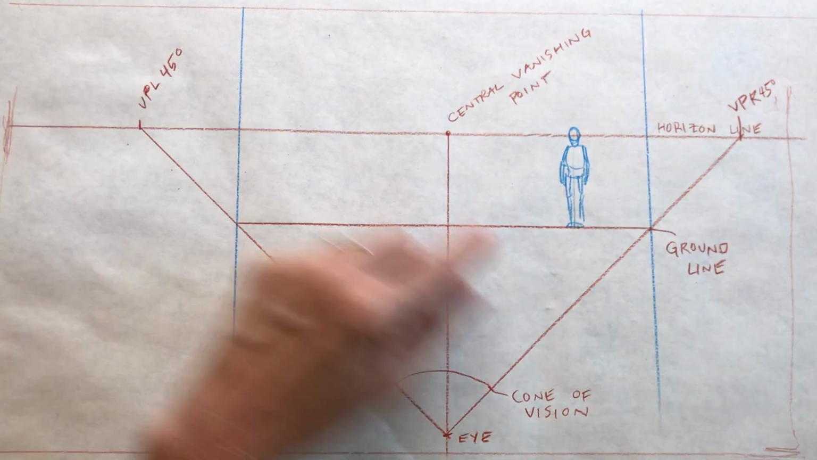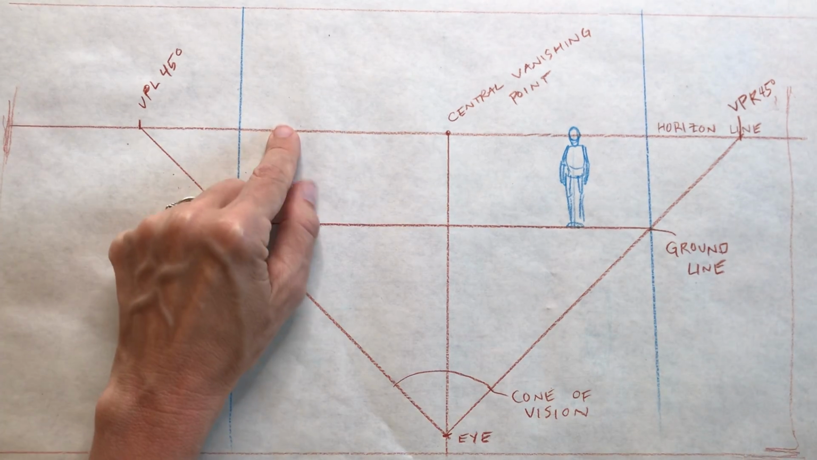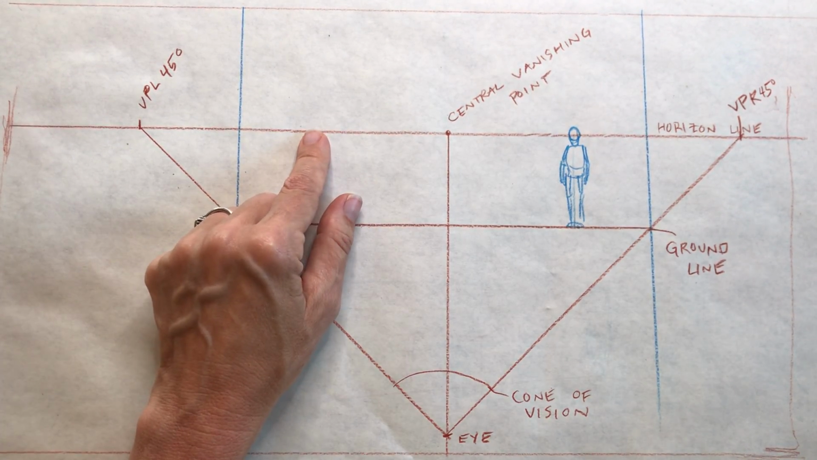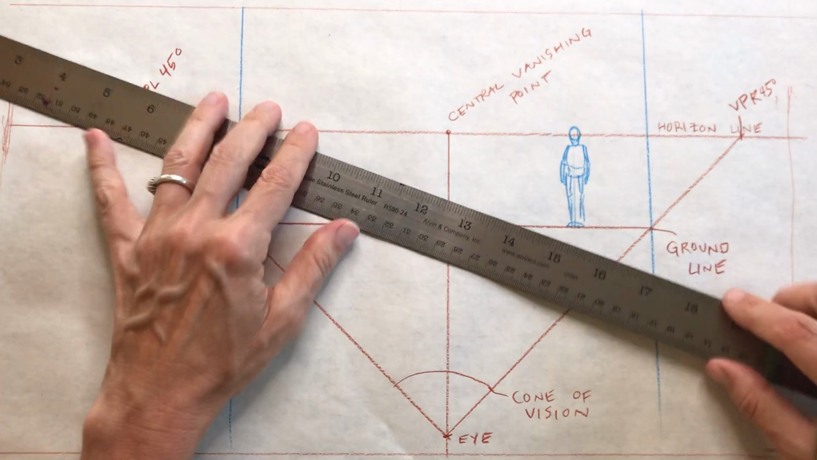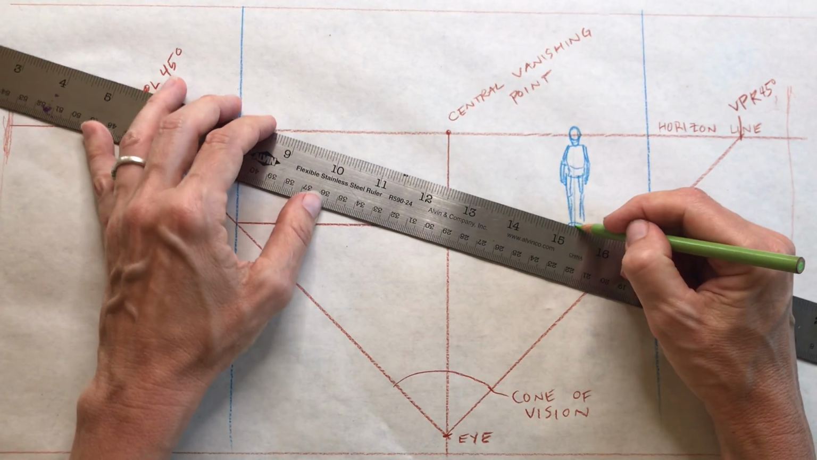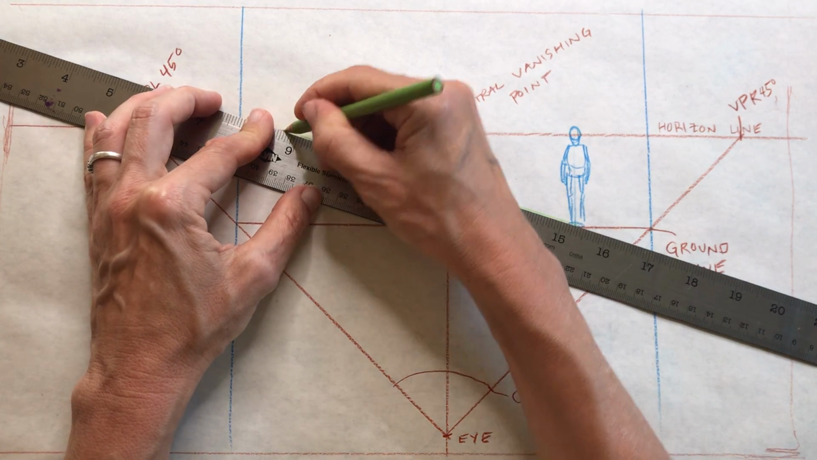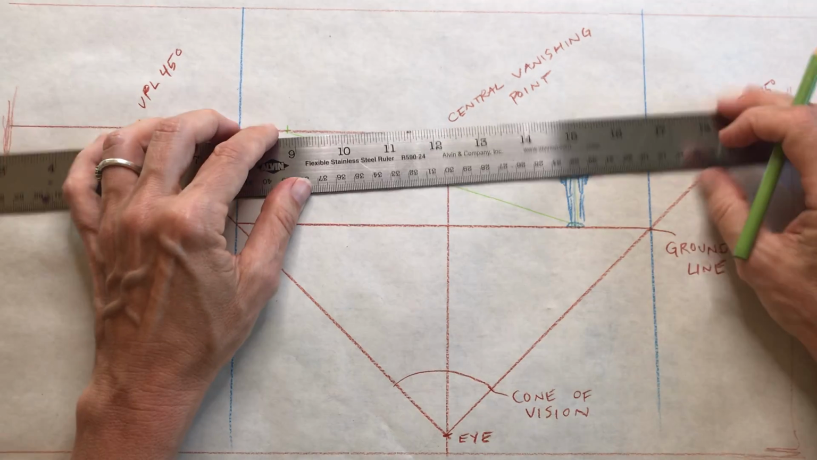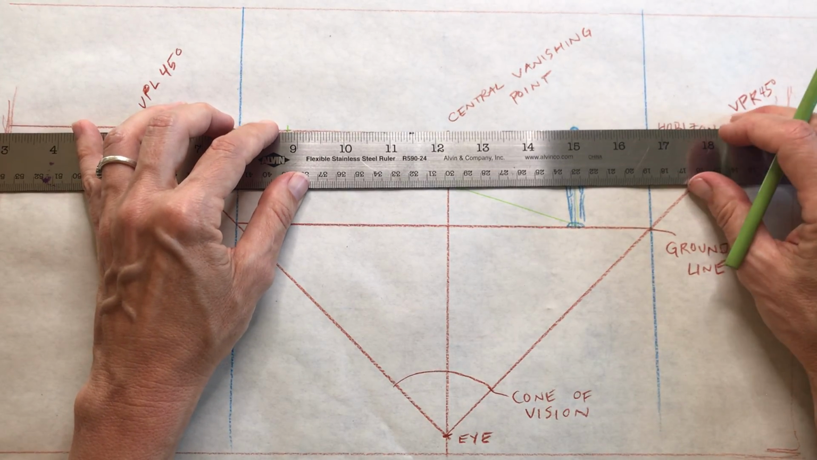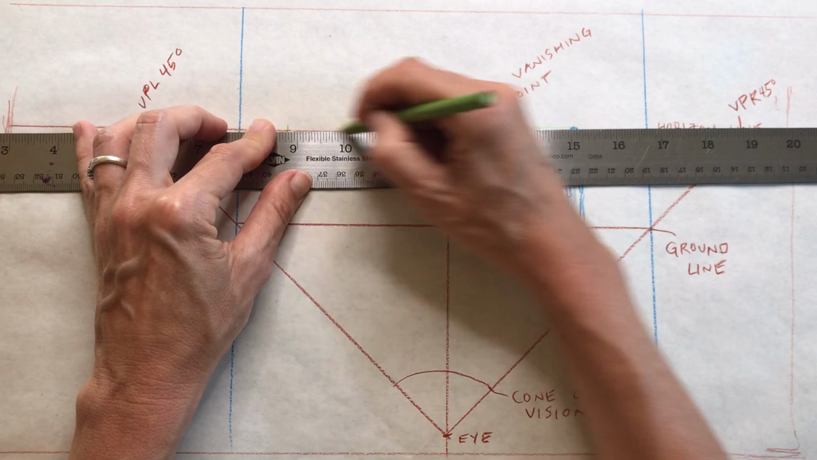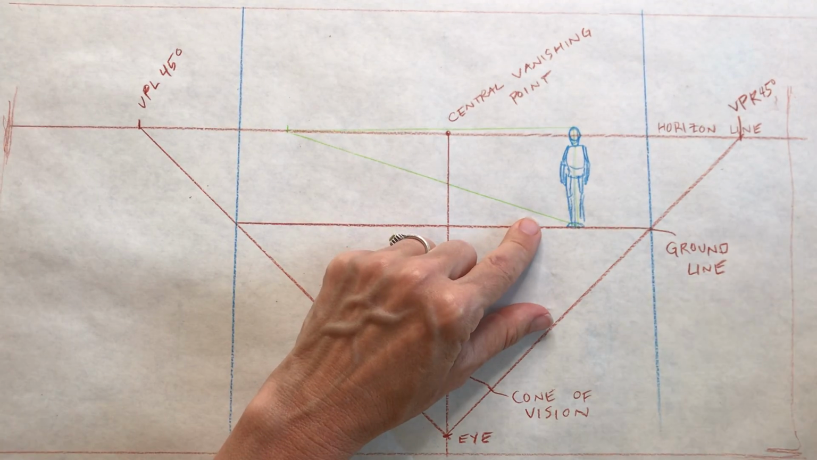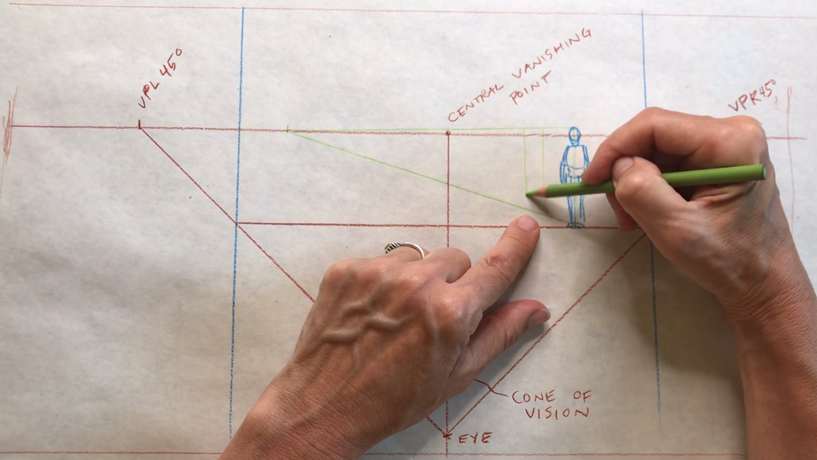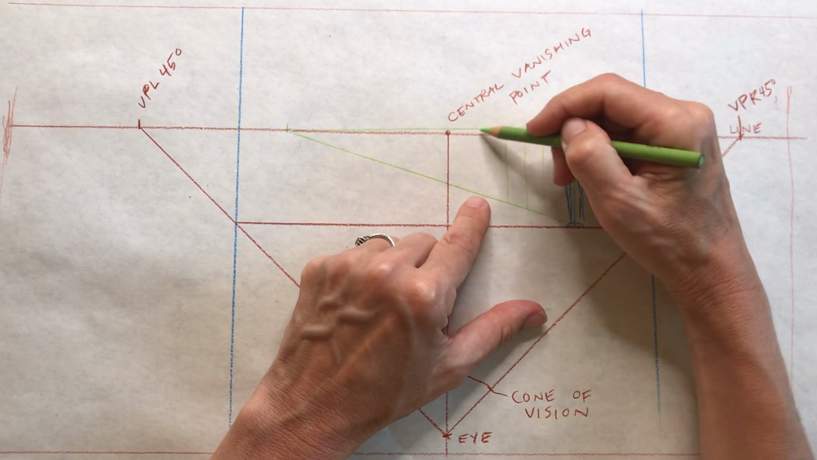Then I'll take a measurement from the bottom of the feet back to any point on the horizon line. It doesn't matter where along the horizon line. I'm going to give myself plenty of space. So I'll go from the bottom of his feet back to the horizon line, and then from the top of his head back to that same point along the horizon line. And now I've established the height of this figure as it moves back in space towards the horizon line.